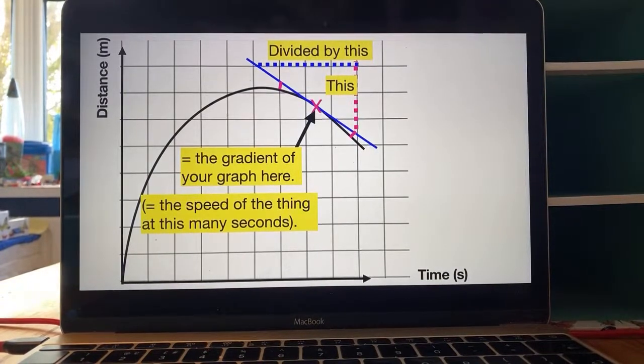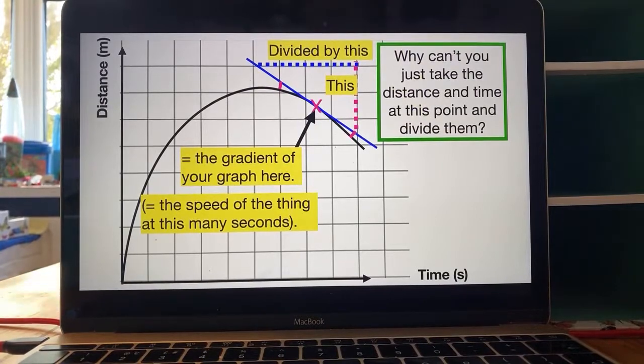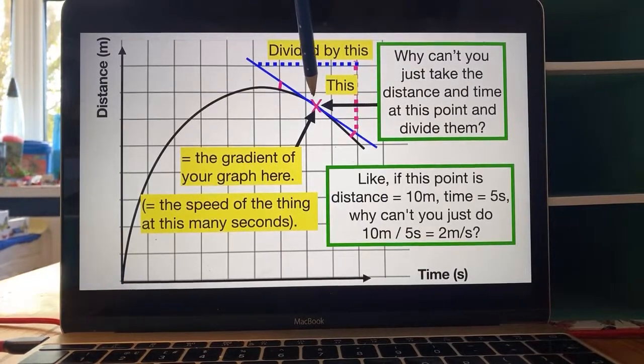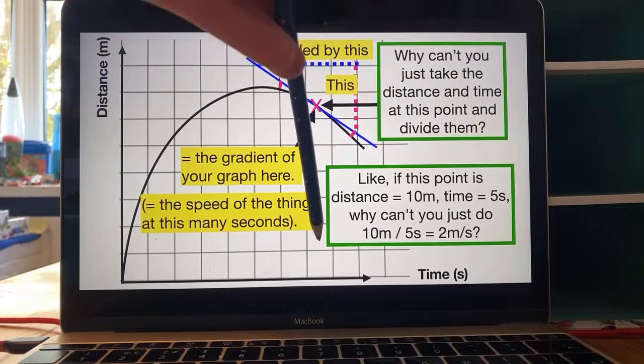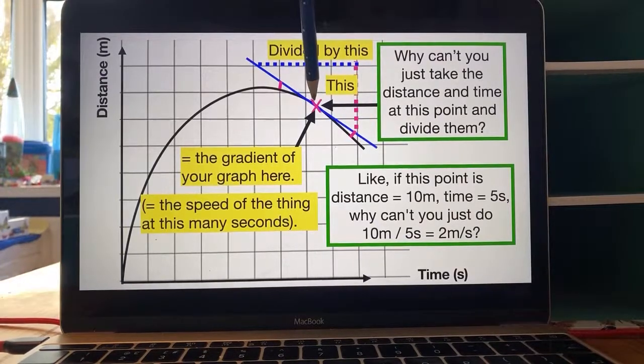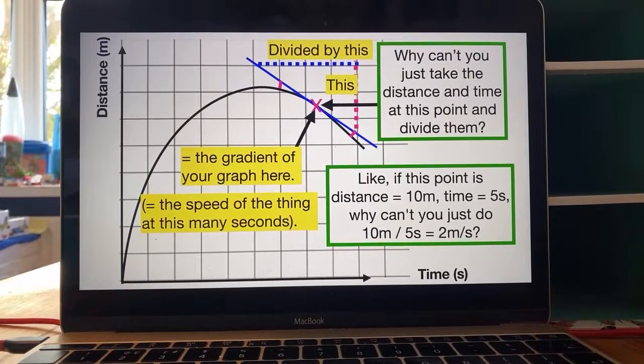Your difficult question is, why can't you just take the distance and time at this point and divide them? Do you see what I mean? Let's do easy numbers. If that point is a distance of 10 meters after 5 seconds, and you need to work out the speed at that exact point, why can't you just do the distance, which is 10 meters, divided by time, which is 5 seconds, to give you 2 meters per second? Why can't you do that?